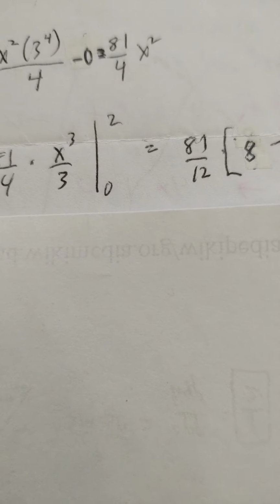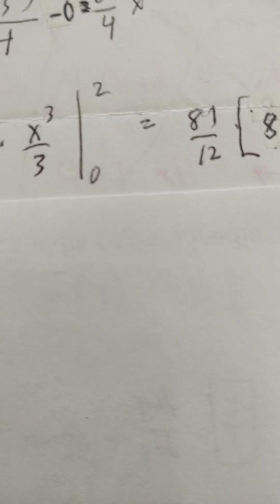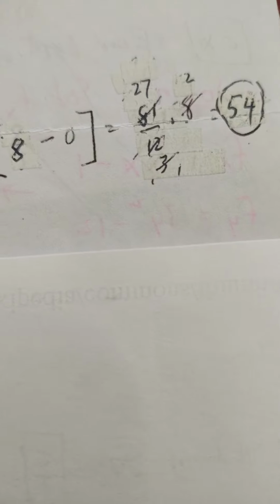And then we're going to input the 2 first. So 2 into x cubed is just 8 minus 0. And then 81/12 times 8 minus 0, after all the simplifying, you get 54. And we are done with that.